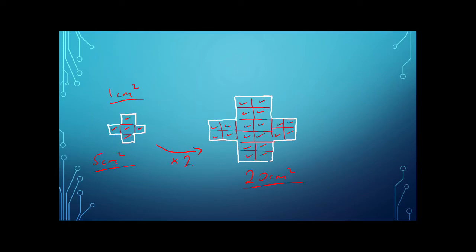Again, we've doubled the lengths, but in fact the area goes up by a factor of that scale factor squared, i.e. 4. So 5 times 4 gives us the 20 square centimeters.